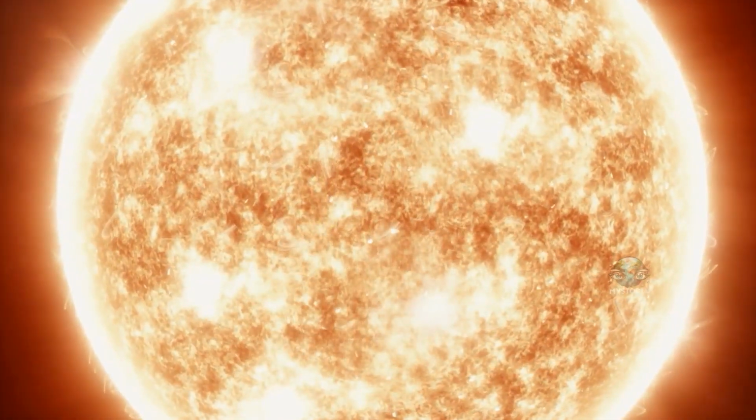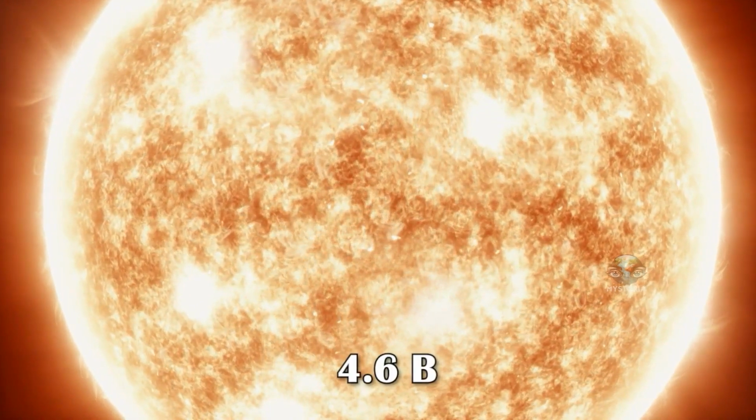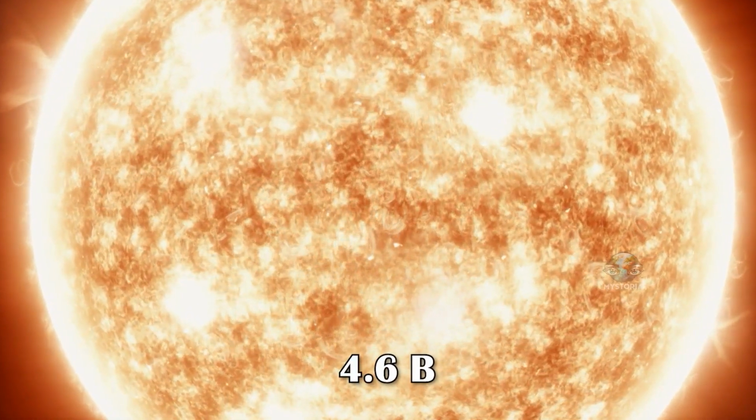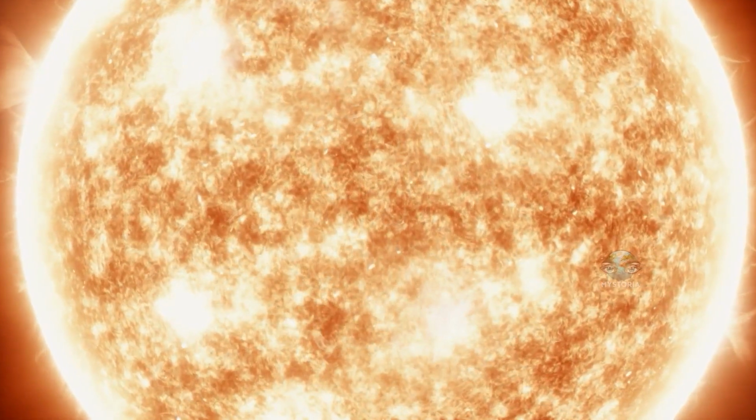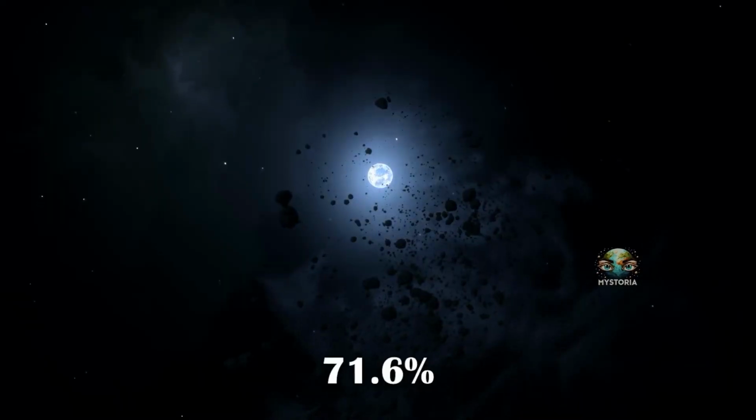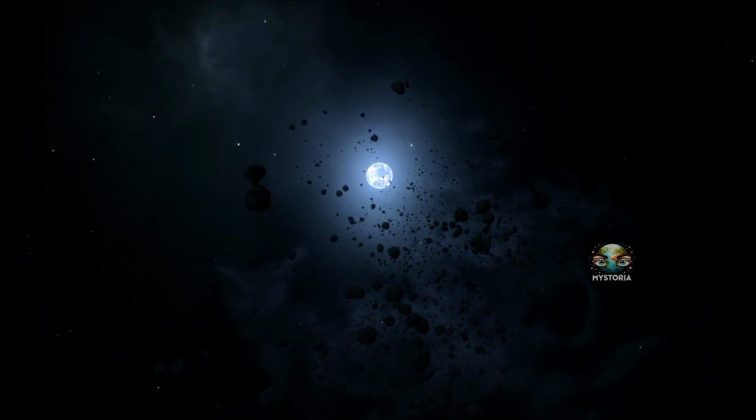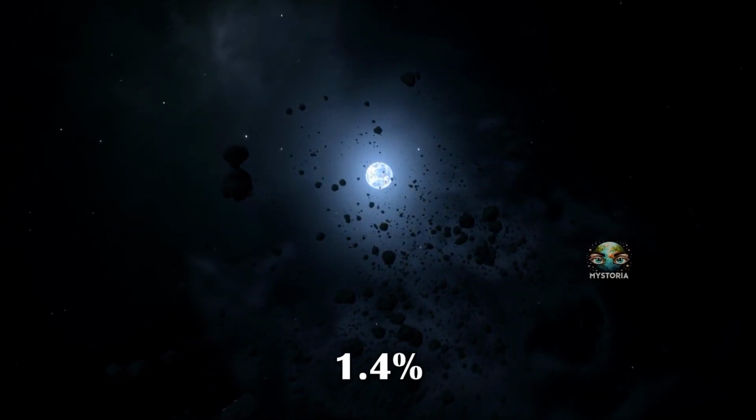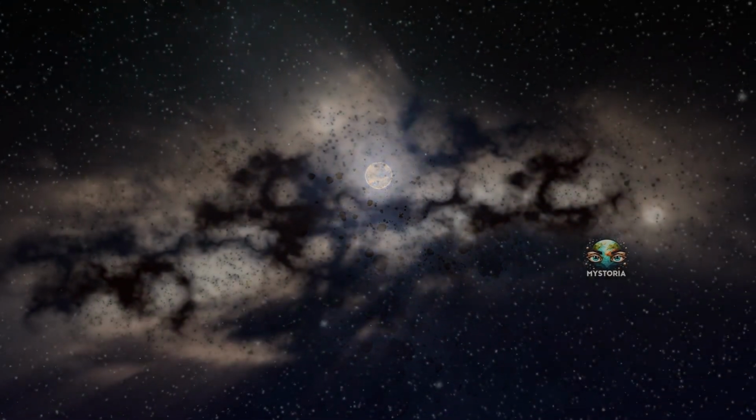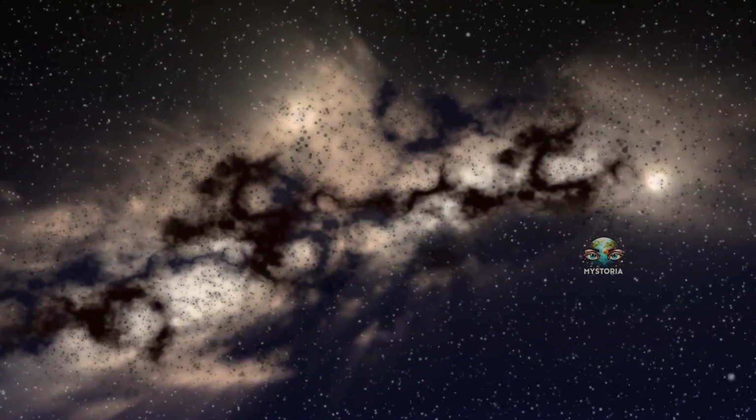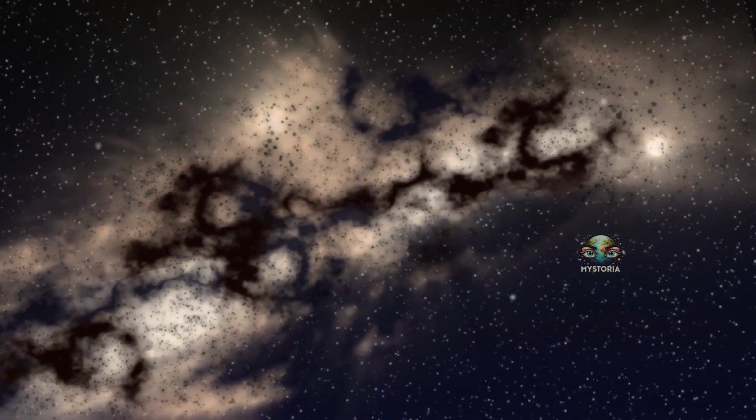Moving forward to the time of the Sun's birth, which was 4.6 billion years ago, there was a slight shift in the abundance of elements. At that time, hydrogen made up 71.6%, helium 27%, and heavy elements 1.4% of the universe. So, some of the hydrogen had been converted into helium, and some heavier elements had been produced.